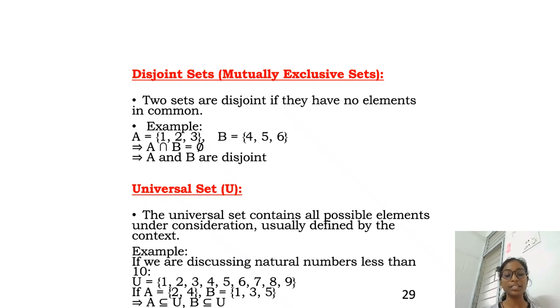Universal set is represented as U. The universal set consists of all possible elements under consideration, usually defined by context. Example, if we are discussing natural numbers less than 10, U equals the set of 1, 2, 3, 4, 5, 6, 7, 8, and 9. If A equals {2, 4} and B equals {1, 3, 5}, we can say that A is a subset of U and B is a subset of U.